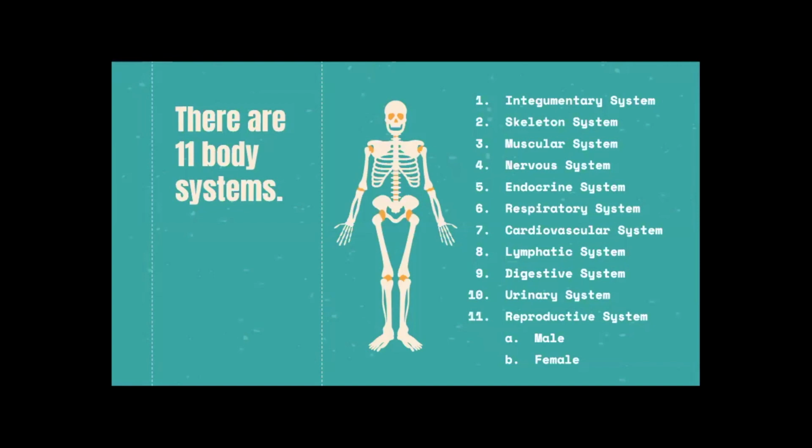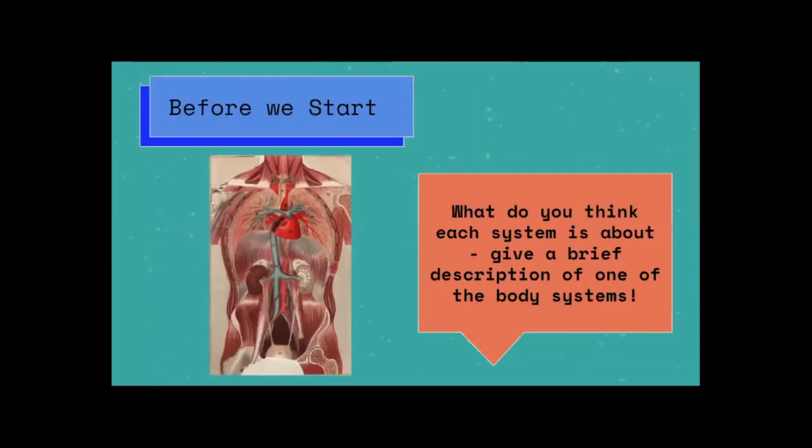So the first organ system that everyone usually learns is the integumentary system. We also have the skeletal system, the muscular system, nervous system, endocrine system, respiratory system, cardiovascular system, lymphatic system, digestive system, urinary system, and of course, the reproductive system.